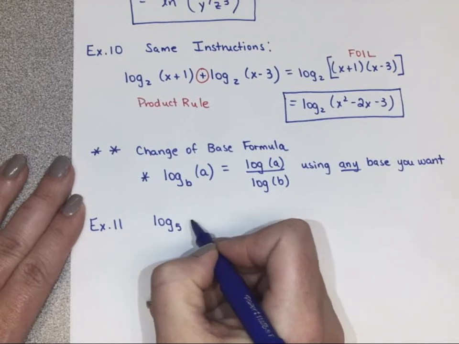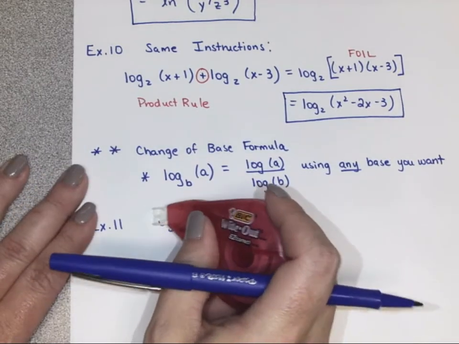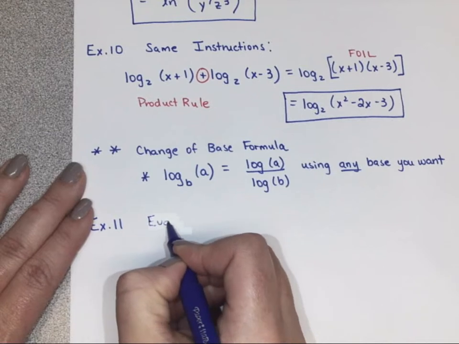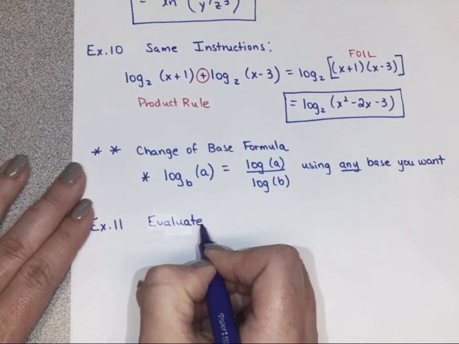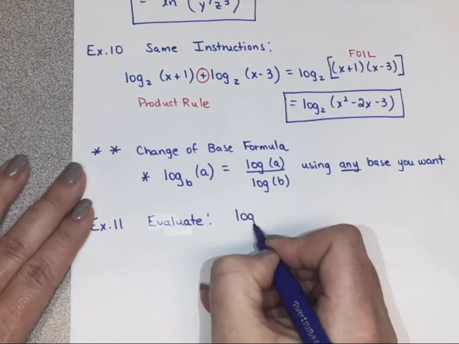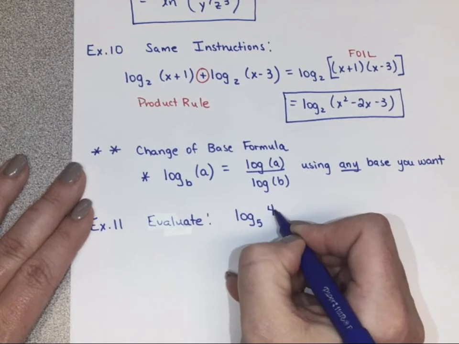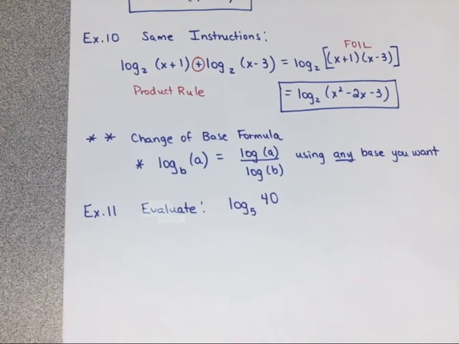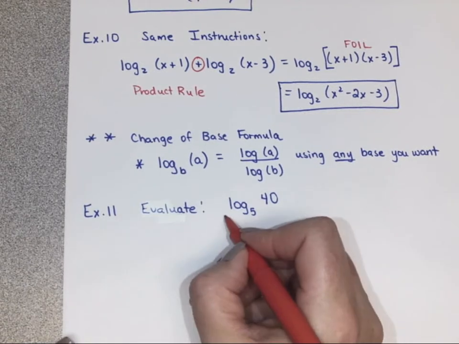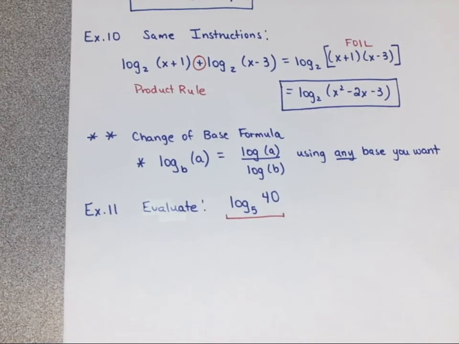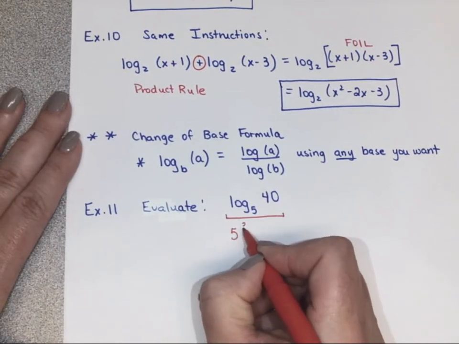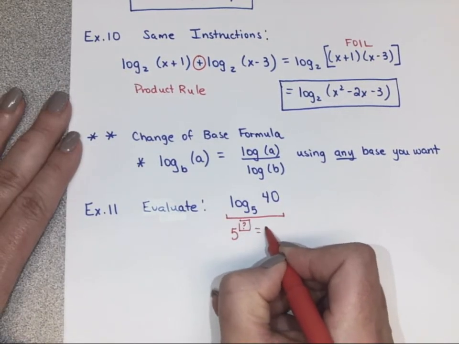Okay, so let's look at a problem where maybe a change of base would be helpful. What if I asked you to evaluate the log base 5 of 40? So I want to talk about why this is actually a challenge for us to do in our head. Why is this going to be a challenge? Well, what question is this really asking? What do I need to raise 5 to the power of to give me 40?